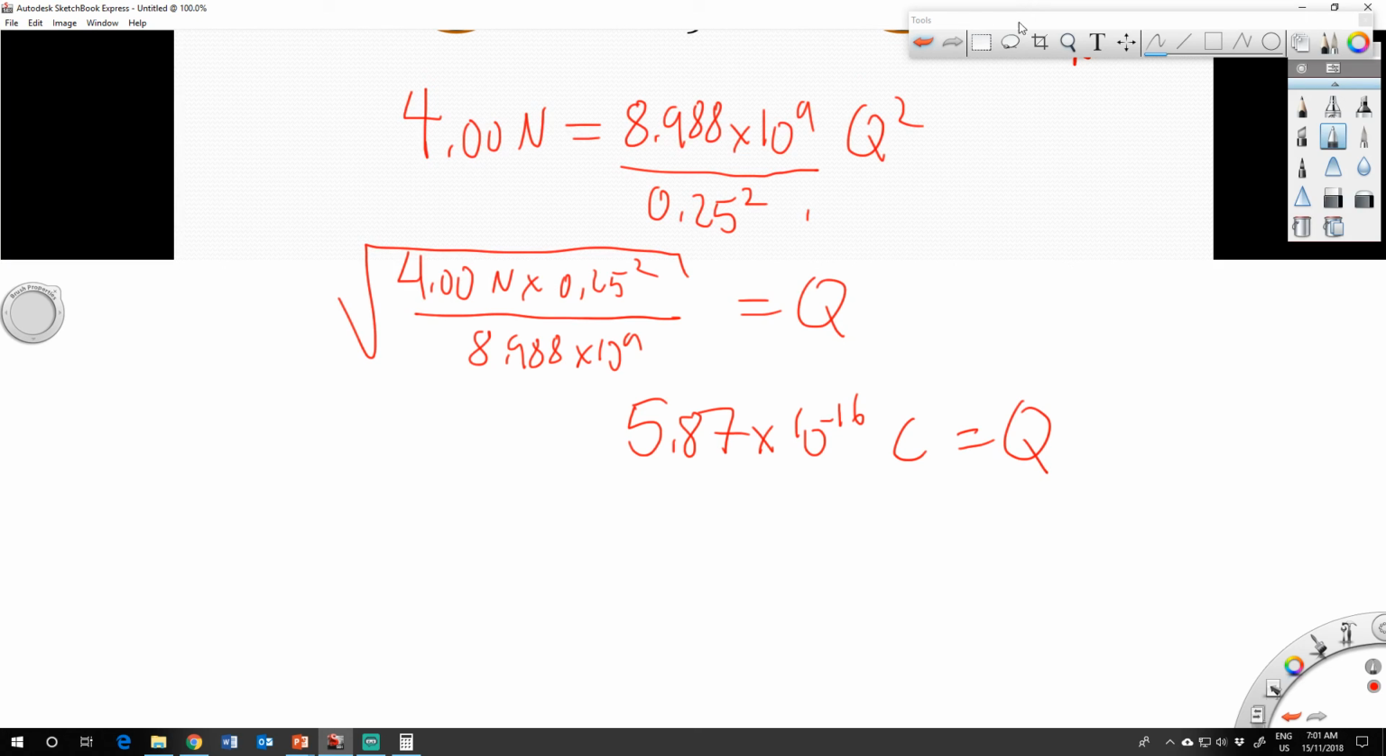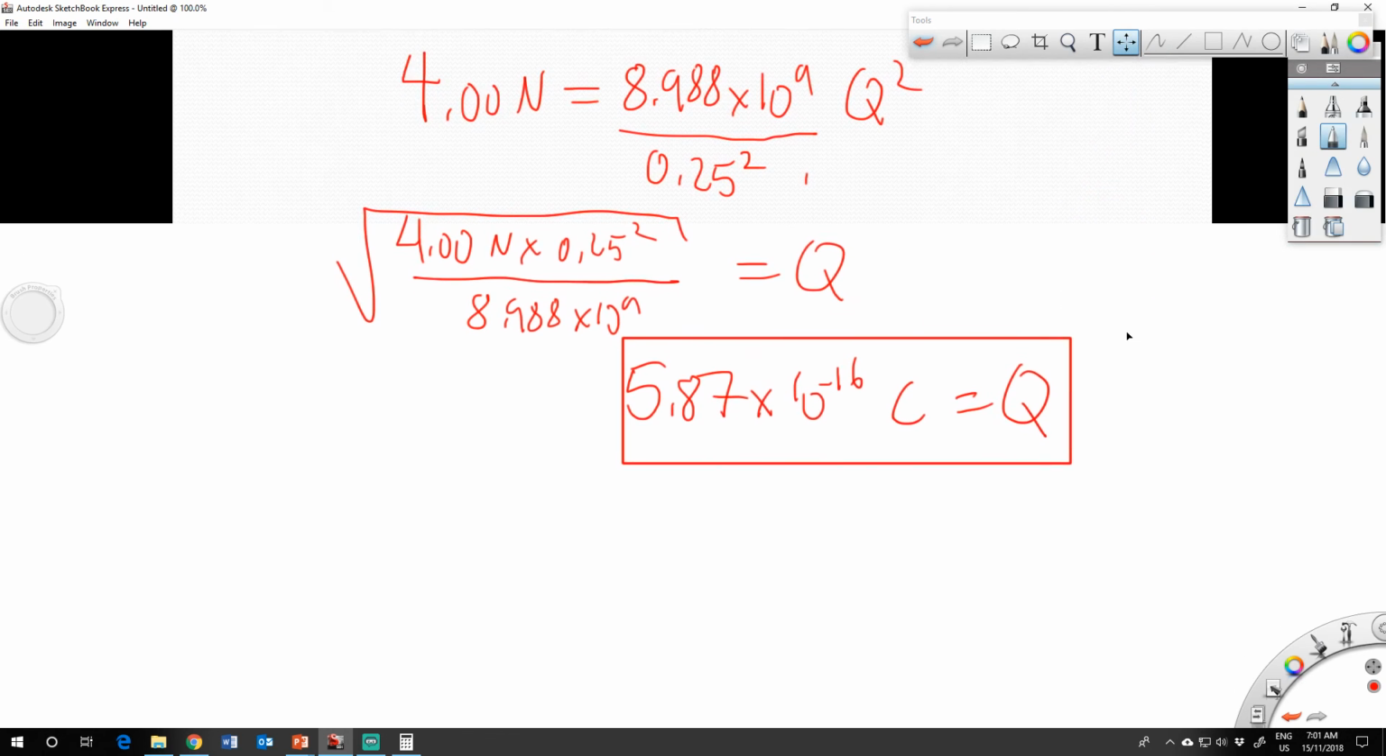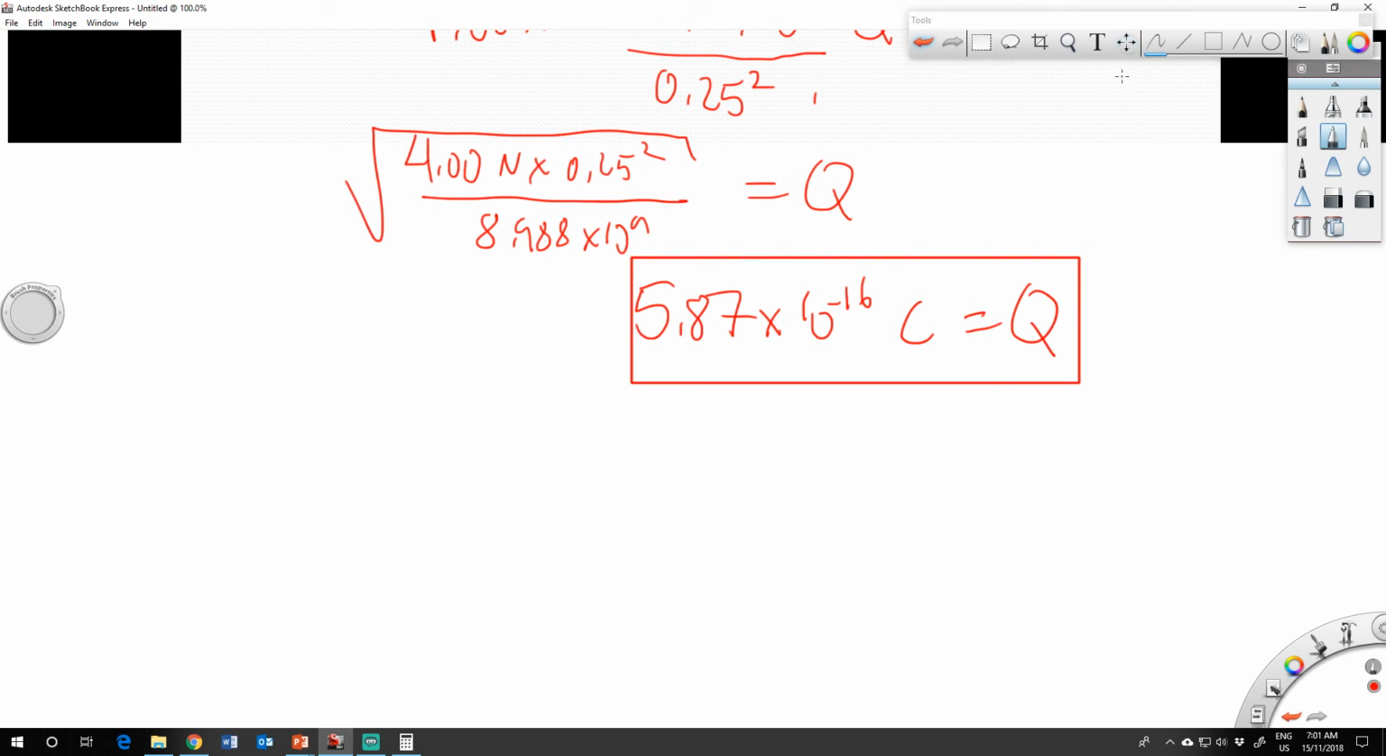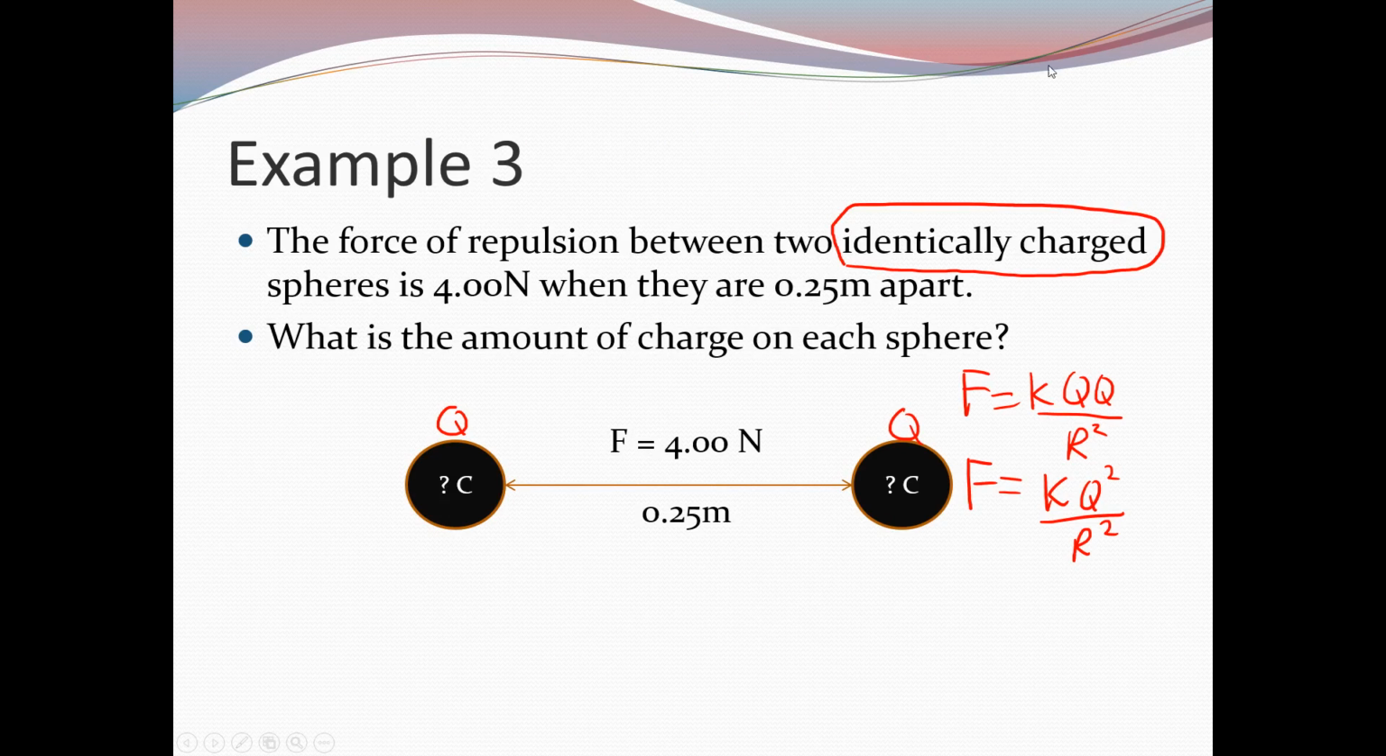Then as an extension to this, if you felt like it, you could figure out just how many excess protons this object has. Although it's not really excess protons, it's more of a deficiency of electrons, because stripping electrons is a lot easier than stripping or adding extra protons to things. So that would be the amount of charge present on both spheres that would allow them to feel a force of 4 newtons between them if they were a quarter of a meter apart.